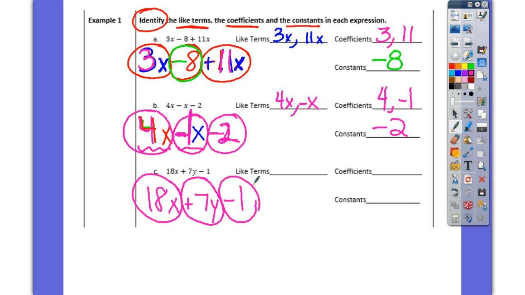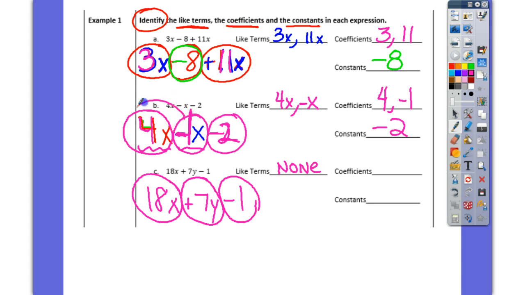Now, do I have any like terms in that expression? No. Well, these have variables though. Not the same. They are not the same, exactly. I have like terms? None. There are no like terms that I could put together.